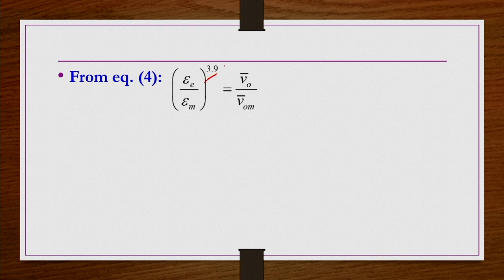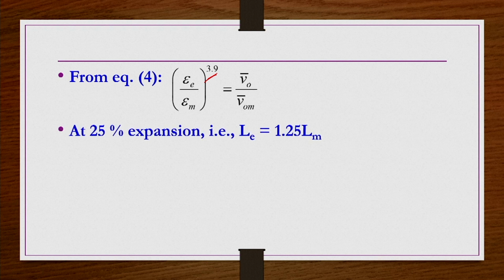m is 3.9, we know it actually. Why are we writing it here? Because V0 bar is nothing but epsilon E power 3.9, but how to find out epsilon E? For that we need this expression. Okay. So, at 25% expansion, that means LE is equal to 1.25 LM. So, after minimum fluidization it has expanded to 1.25 times the height at the minimum fluidization conditions. That is what the statement means. Okay.